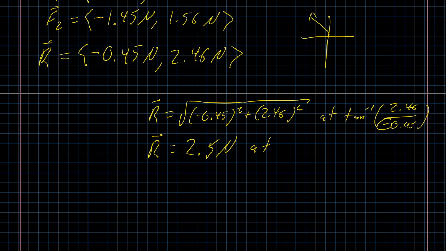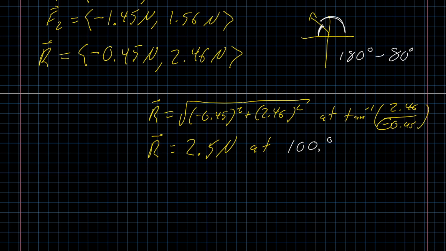But then the angle. My calculator tells me that the inverse tangent of 2.46 divided by 0.45 is 79 degrees, or 80 degrees. But that's the angle right there. The angle I want to report is the angle here, which would be 180 degrees minus the angle that came out of my calculator, which is 80 degrees. So my resultant in this case is 2.5 newtons at 100 degrees.